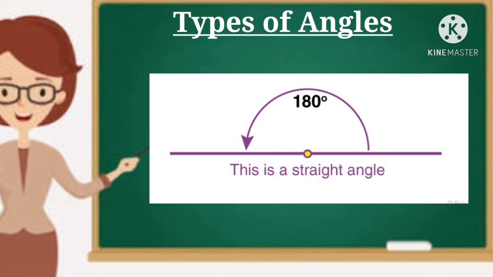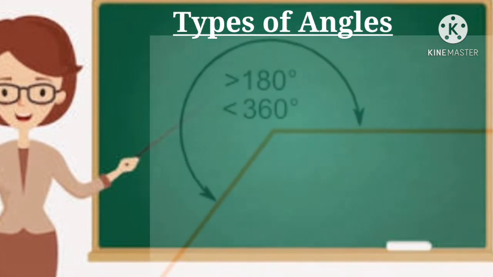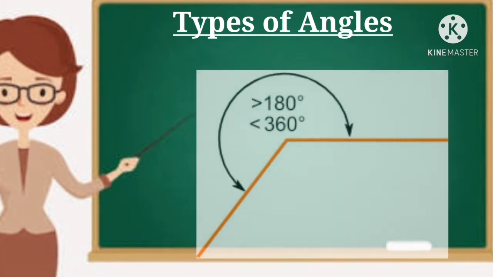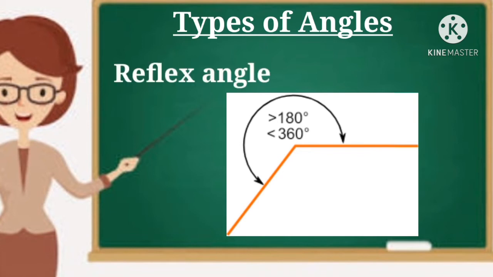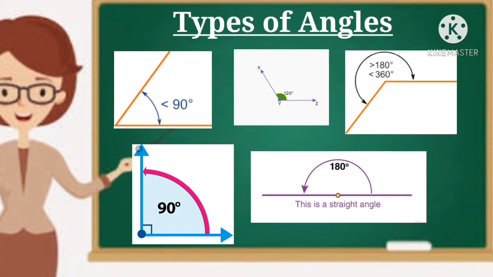What about an angle which is greater than 180 degree but less than 360 degree? This type of angle is called a reflex angle. So reflex angle is more than 180 degree but less than 360 degree. So here children are the 5 types of angles.